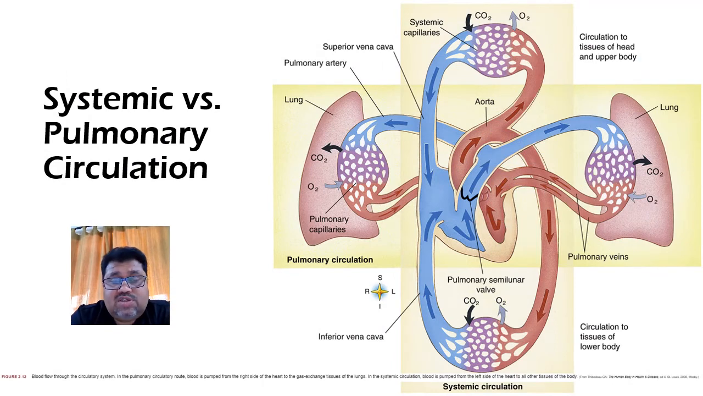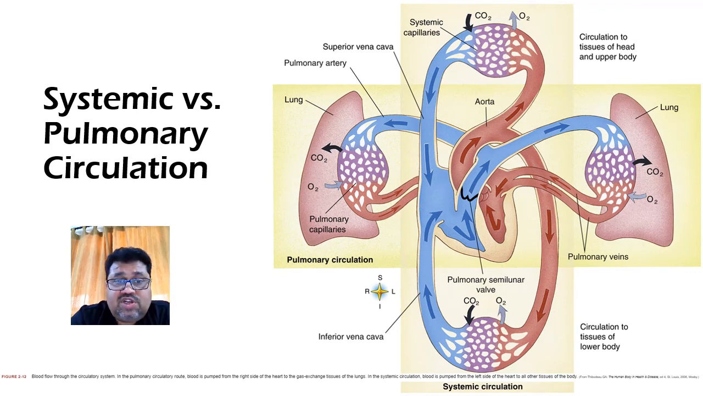The body's circulation is shown on this image. The systemic circulation is the circulating blood to the body's organs and tissues, whereas the pulmonary circulation is the circulation that goes to the lungs.